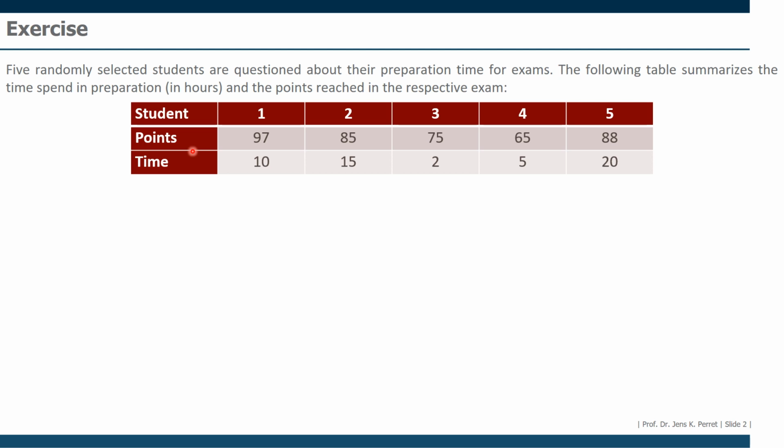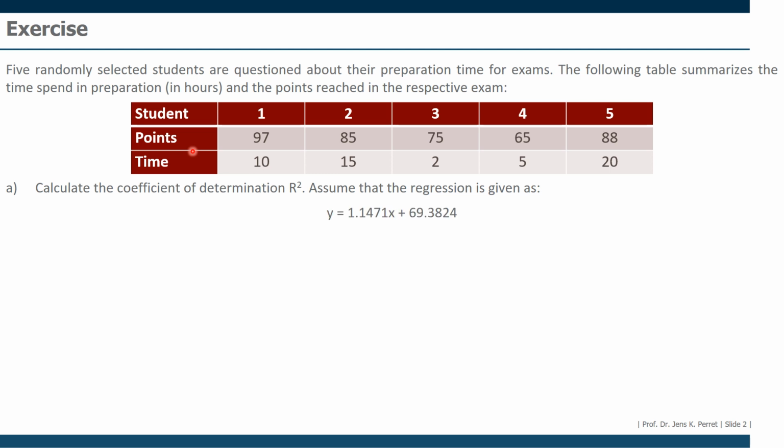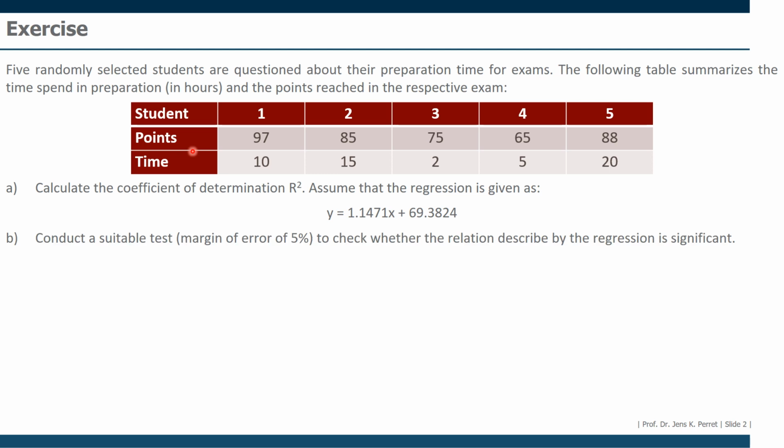variable. With this in mind, our first task would be to calculate the coefficient of determination, r squared, assuming that the regression line is as follows. Second, conduct a suitable test with a margin of error of 5% to check whether the relation described by the regression is significant. Well, let's start directly with the first part, the calculation of the r squared.